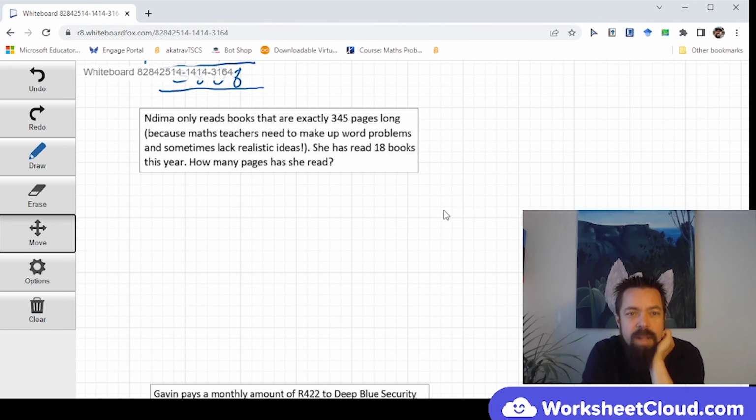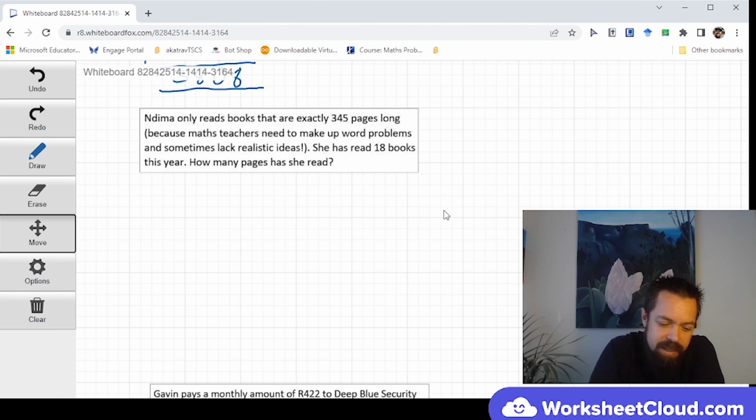Okay. Ndima only reads books that are exactly 345 pages long because maths teachers need to make up word problems and sometimes they don't have realistic ideas, like right now when I made this one up. So I don't know why. It makes no sense in real life. Why would you only read books that have 345 pages? But that's the sum. All right, she read 18 books this year. How many pages has she read?